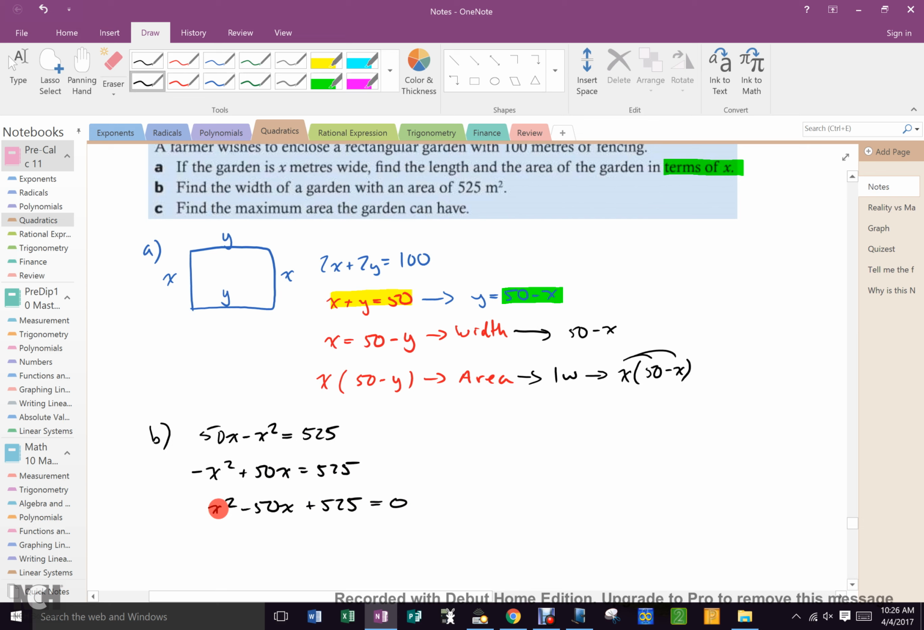Okay. Now, is that standard form? Can I do stuff with that? I can do all my quadratic stuff with that, can't I? Okay. Could I complete the square? Yeah. Could I run the quadratic formula? Yes. Could I put this into my calculator? Yes.